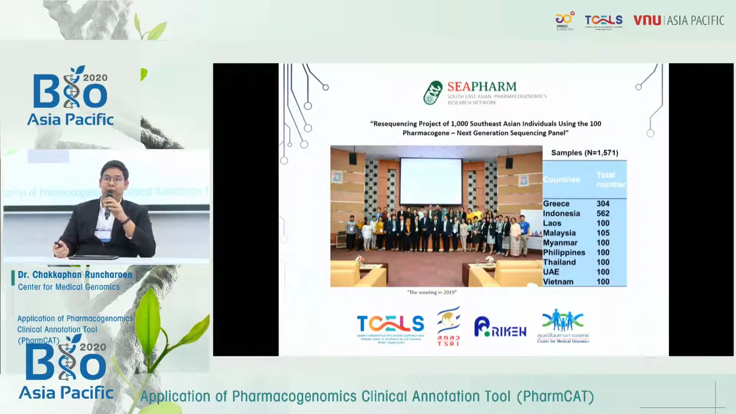The resequencing project of 1,000 Southeast Asian individuals using the 100 pharmacogenes next generation sequencing panel was established in 2018 under the collaboration of the CPharm network. And there were 1,571 samples participating in this project. The samples are from 7 countries of Southeast Asia, together with Greece and UAE.